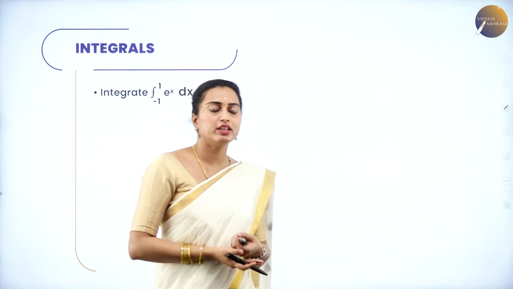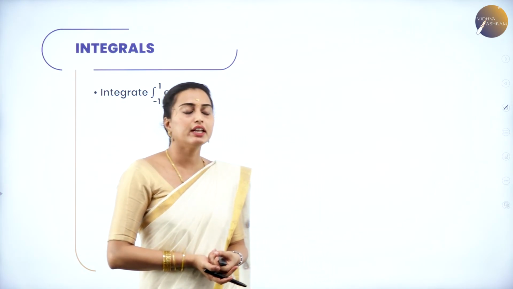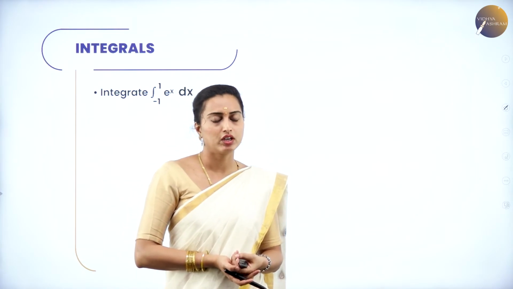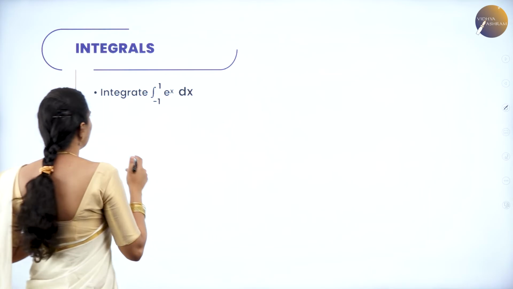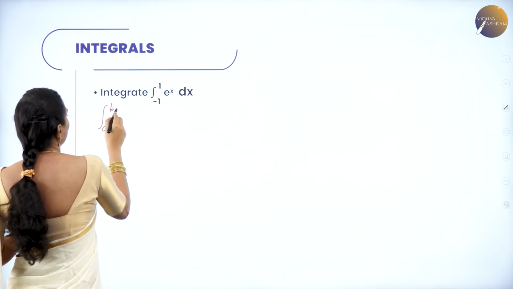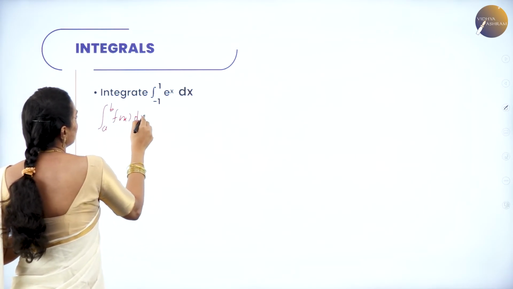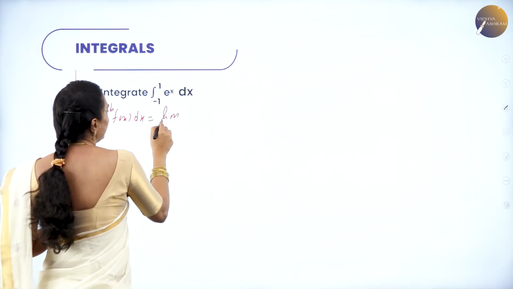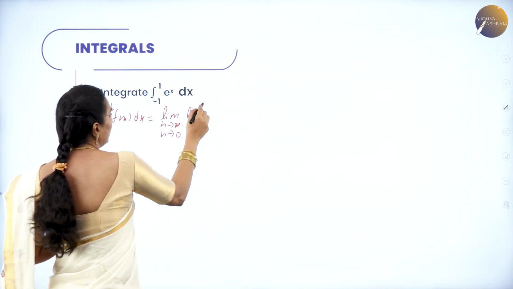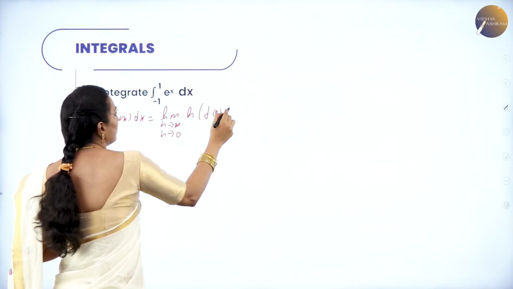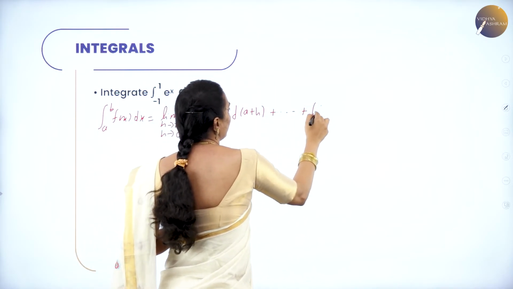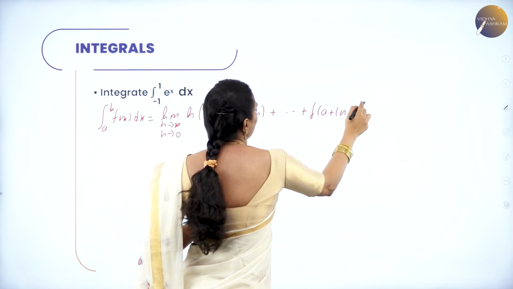Now we'll be moving on to the next problem, what they have asked. Integrate minus 1 to 1 e power x dx as a limit of a sum. Now here, let me move on to the formula, which is integral a to b f of x dx is equal to limit as n tends to infinity, h tends to 0, h into f of a plus f of a plus h plus etc. plus f of a plus n minus 1 into h, right?